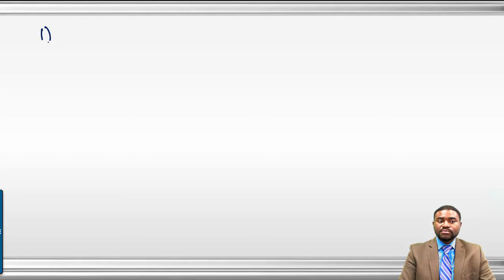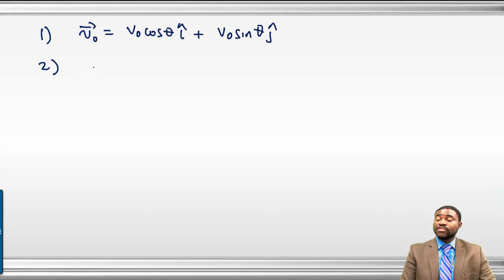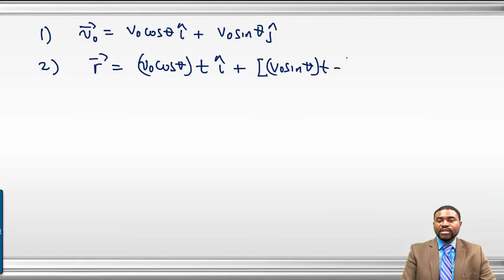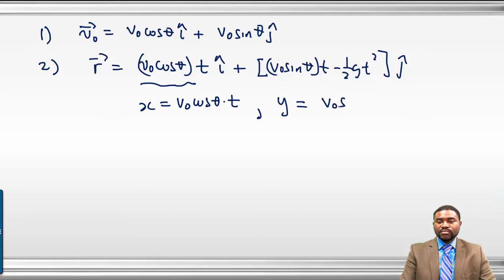This is what we have done so far. So far, we have shown, one, that the initial velocity V naught can be expressed as V naught cosine theta i plus V naught sine theta j. Two, we have shown that the position vector r can be expressed as V naught cosine theta multiplied by t i plus (V naught sine theta multiplied by t minus half G t squared) j. In other words, some people prefer to write it this way: x is equal to V naught cosine theta multiplied by t, and y is equal to V naught sine theta multiplied by t minus half G t squared.